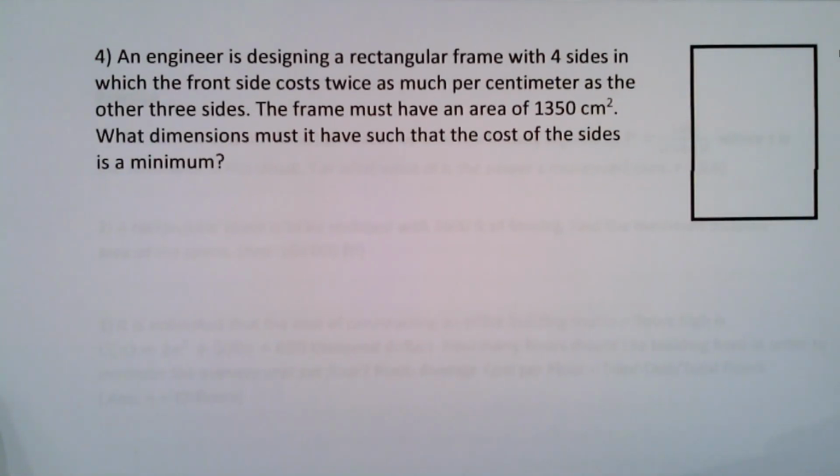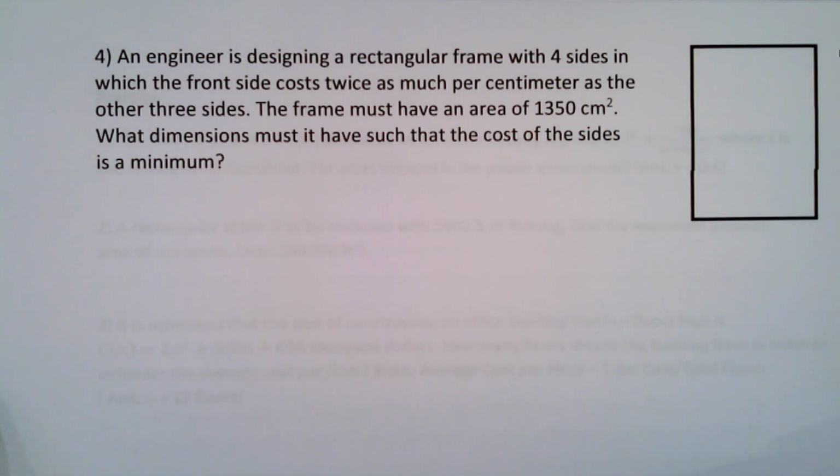An engineer is designing a rectangular frame with 4 sides, in which the front side costs twice as much per centimeter as the other 3 sides. The frame must have an area inside of it of 1,350 square centimeters. What dimensions must it have such that the cost of the sides is at a minimum?